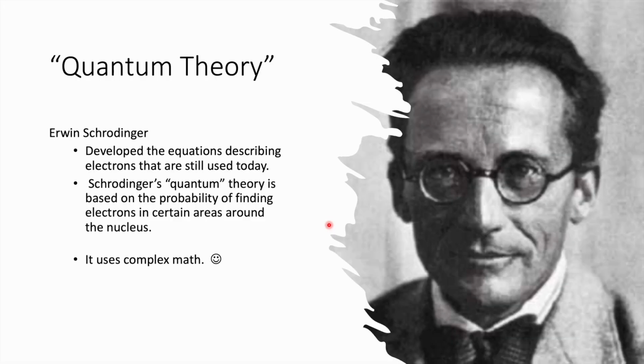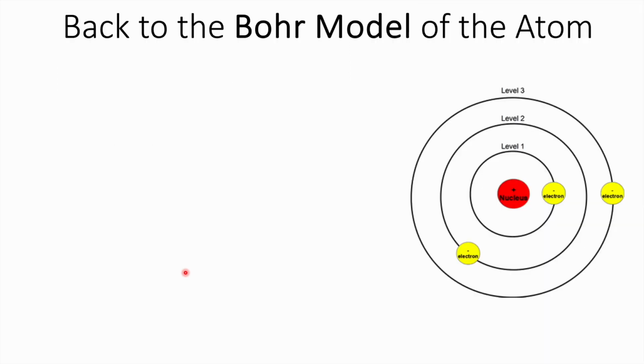Now, what is this about quantum theory? Well, I'd have to give a shout out to this guy, Erwin Schrödinger. He's the one that came up with the mathematics behind quantum theory. He's the one that discovered the shape and the size of these orbitals. It's equations that they still use today. His quantum theory is based on the probability of finding electrons in certain areas. And I just happily said here, it uses complex math. We're not going to touch it.